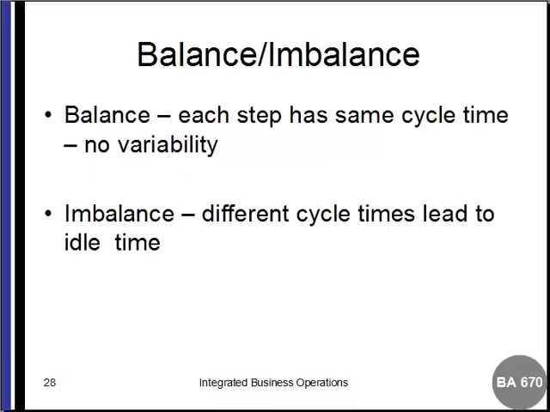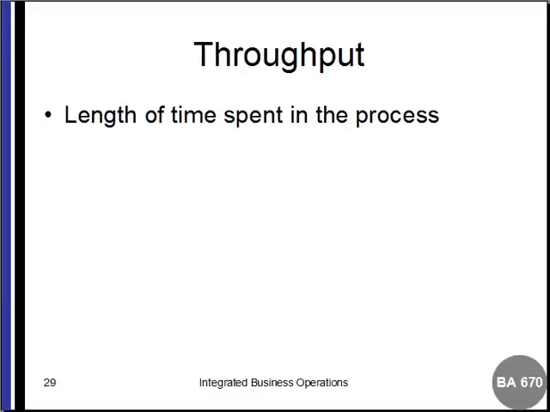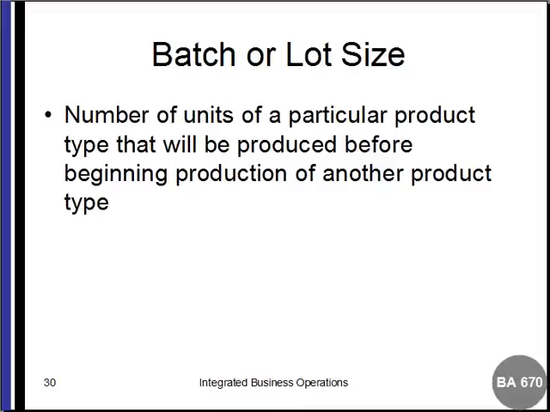Balance and imbalance refers to, in the case of balance, each step has the same cycle time, there's no variability. In an imbalance situation, there are different cycle times that lead to some idle time or downtime. Throughput refers to the length of time spent in the process. Batch or lot size refers to the number of units of a particular product type that will be produced before beginning production of another product type.